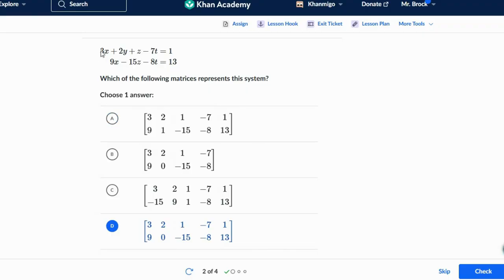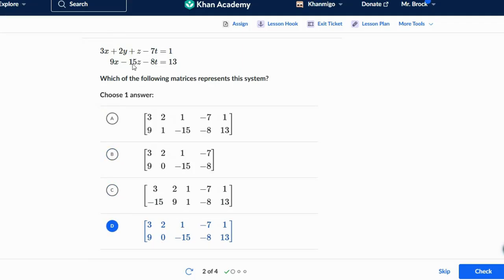So let's see, 3x, so that would be our x column. 2y, that's our y column. 1z, so that's our z column. -7 and 1. So 3 of them have that same first row. So the key is the second row. 9x, well, there was a 3x, so it should be a 3, 9, 3, 9, 3, 9. 2y, but there's no y. So it's going to be a 2, 0, which puts us at B or D.